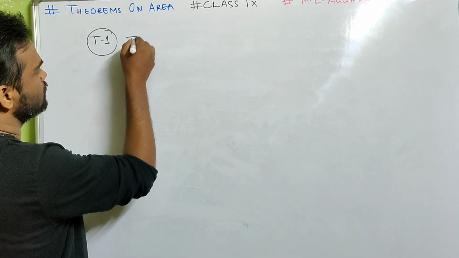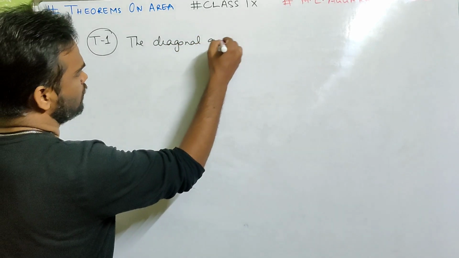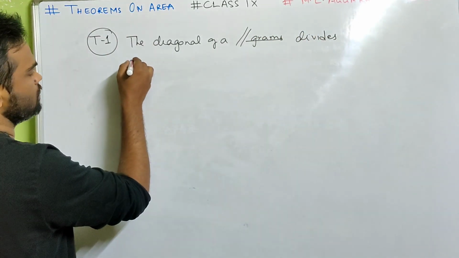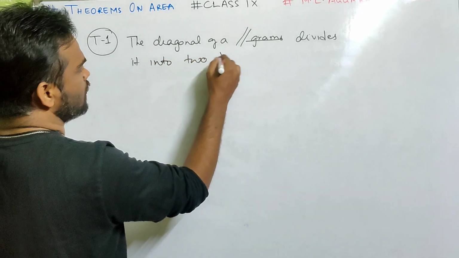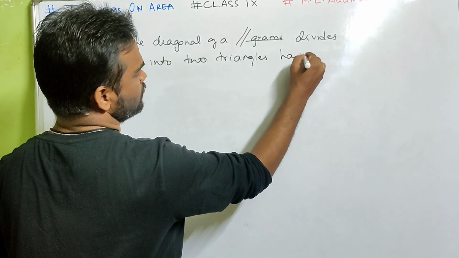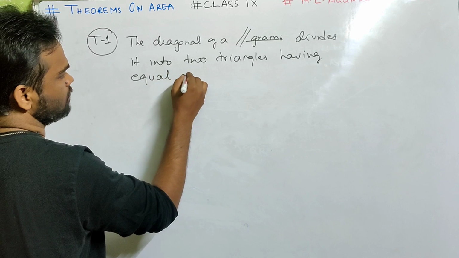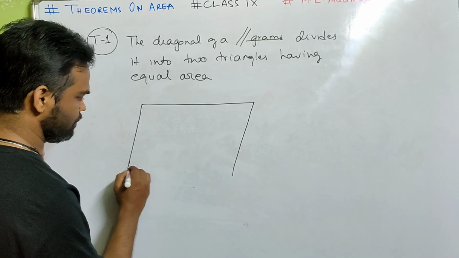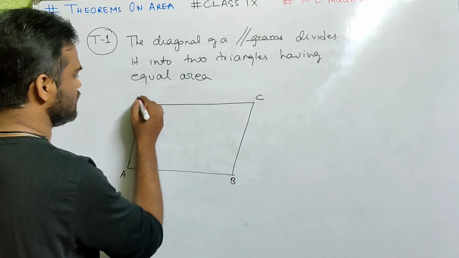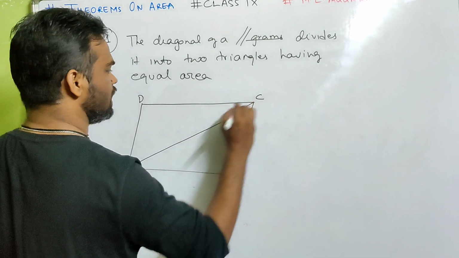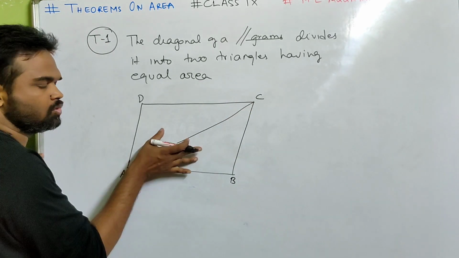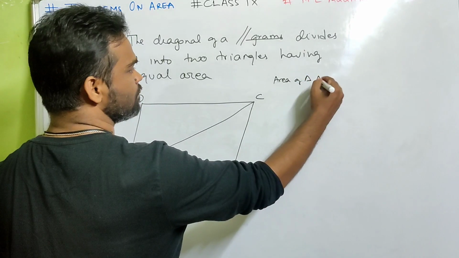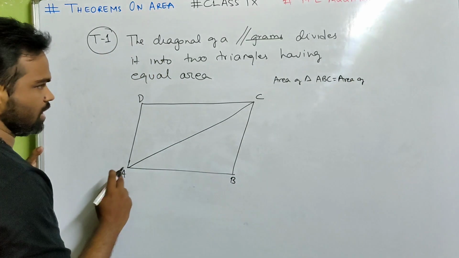It says that the diagonal of a parallelogram divides it into two triangles having equal area. What do I mean by this? Just see this diagram. Suppose you have this parallelogram ABCD, and suppose this is one of the diagonals, AC. Then AC divides this entire parallelogram into two triangles with equal area, which means area of triangle ABC is equal to area of triangle ADC.